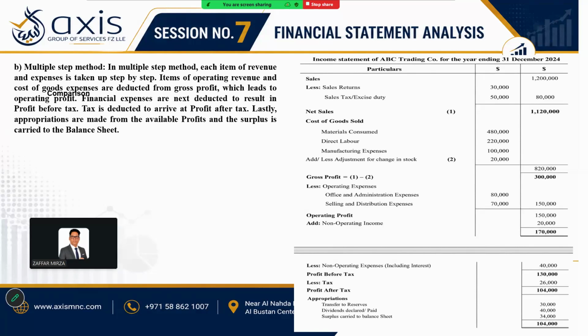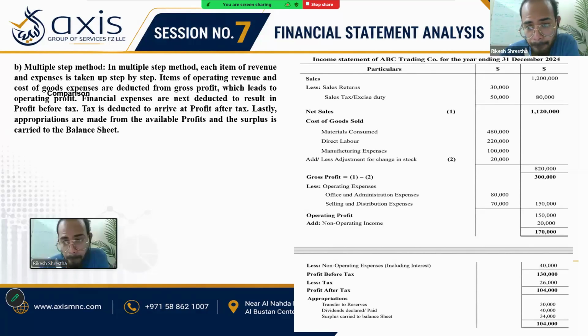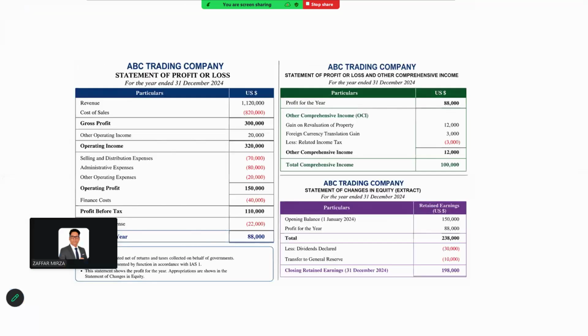Sales, cost of goods sold. In cost of goods sold, material consumed means opening stock plus purchases minus closing stock. Then direct labor, manufacturing expenses, and less adjustment for change in stock. All of you know this method. Yes, sir. Income statements can be prepared.